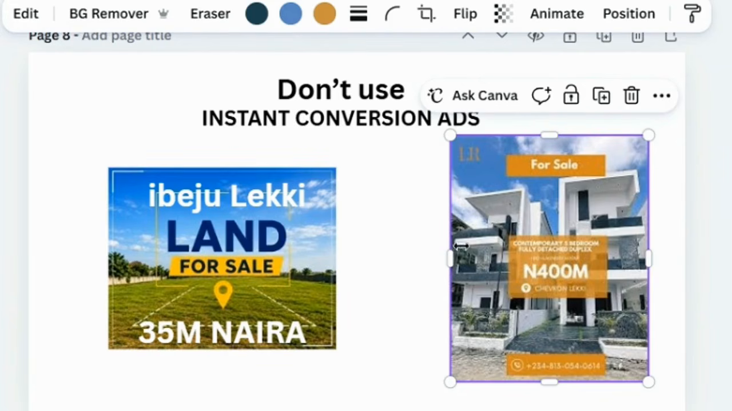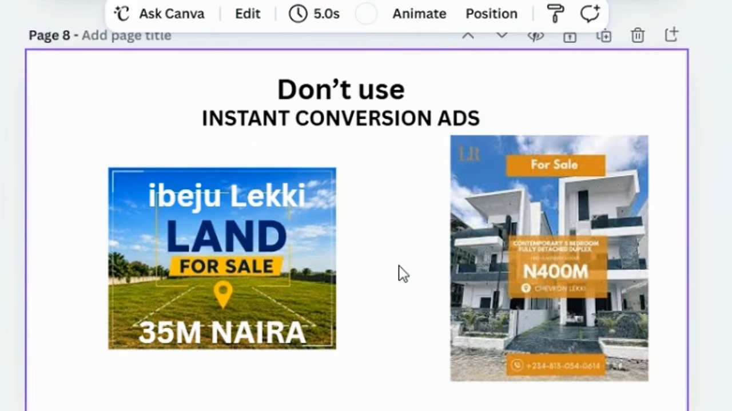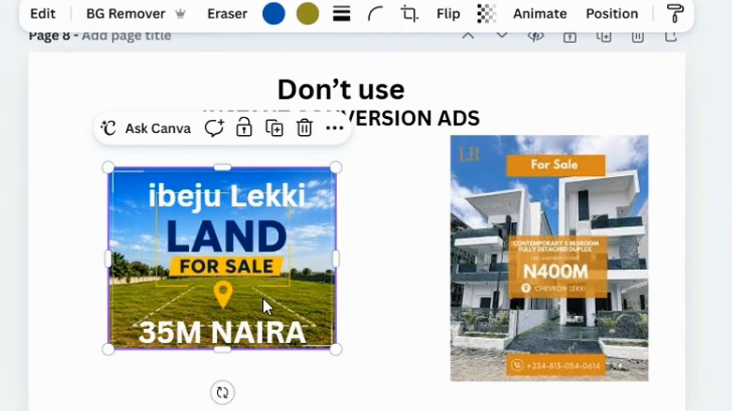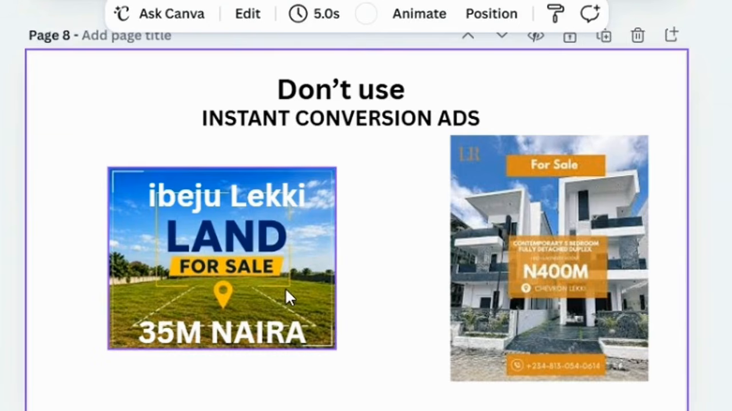Now I don't use creatives like this because the barrier to get the lead in is very, very high. For instance, when we spend 200,000 naira on a campaign like this, we could get one or two leads, which is not good at all, because the barrier is high.